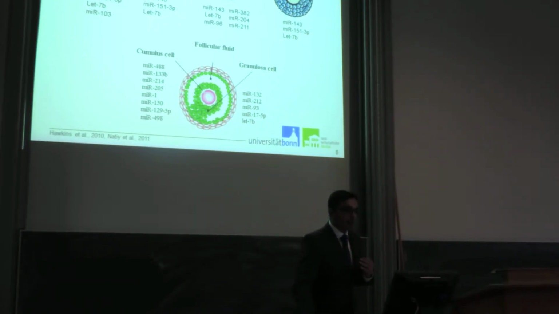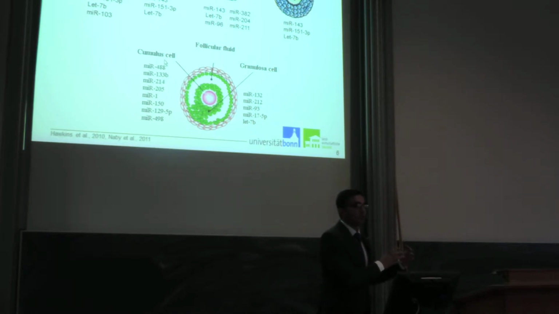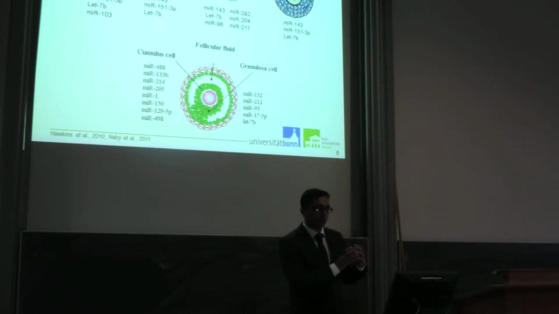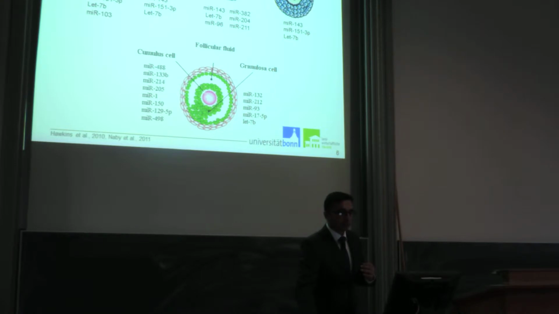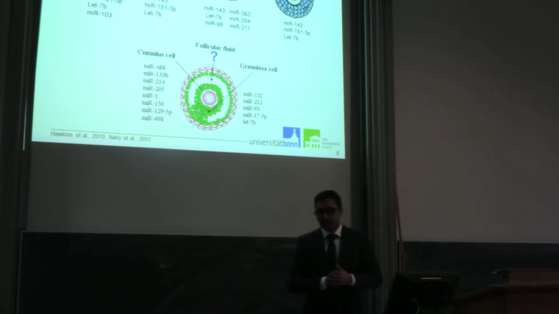So far, our group also found a different set of differentially regulated microRNAs in human cells by comparing a mature oocyte and an immature oocyte. Other studies also found some differentially regulated microRNAs in granulosa cells as well. However, it is completely unknown whether microRNAs are present in follicular fluid or whether they perform any function.